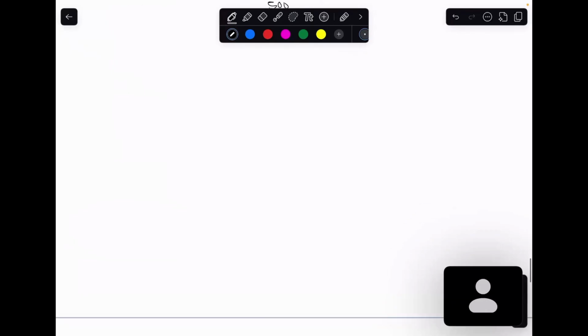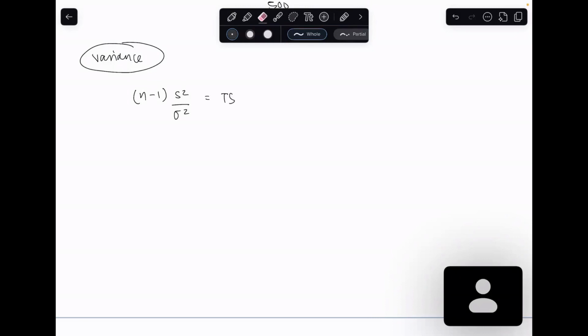Then the last kind of hypothesis test or confidence interval we can do is variance. So we already talked about our test statistic, right? It's going to look like this. And that's about all I have for you on that. We'll do a practice problem real quick.